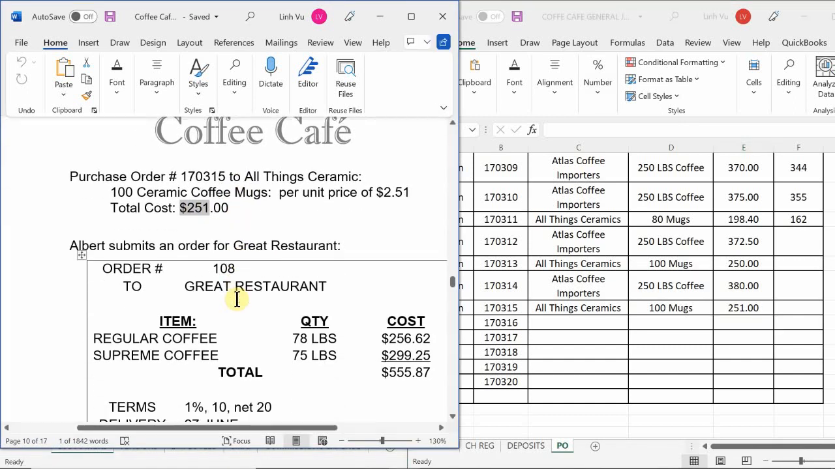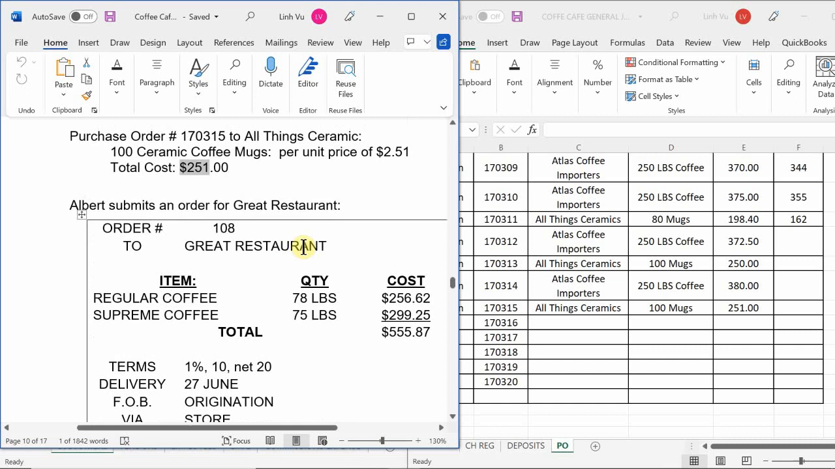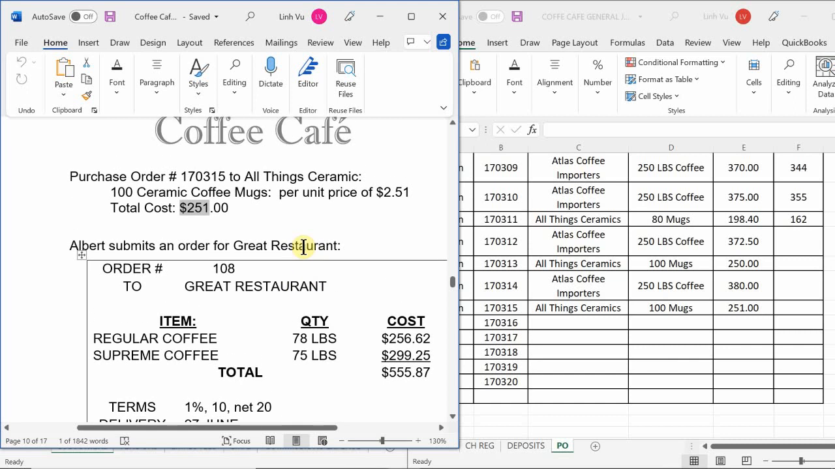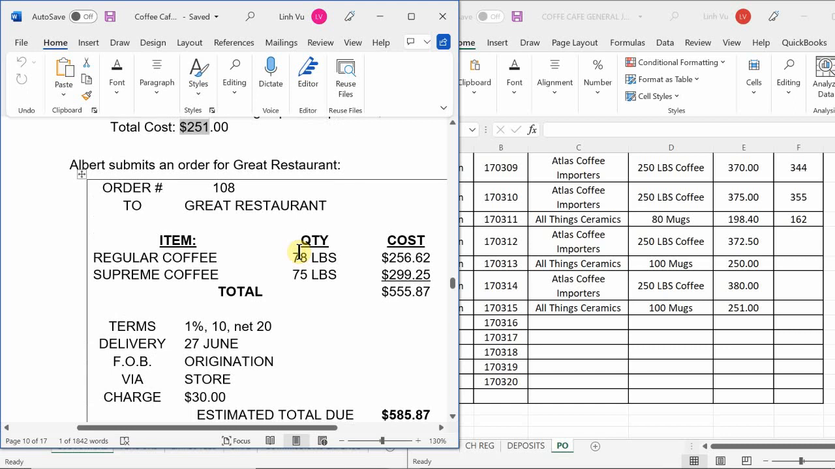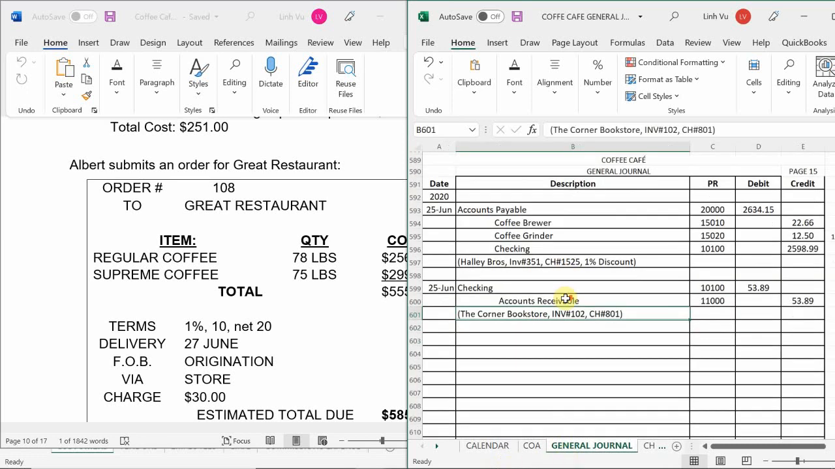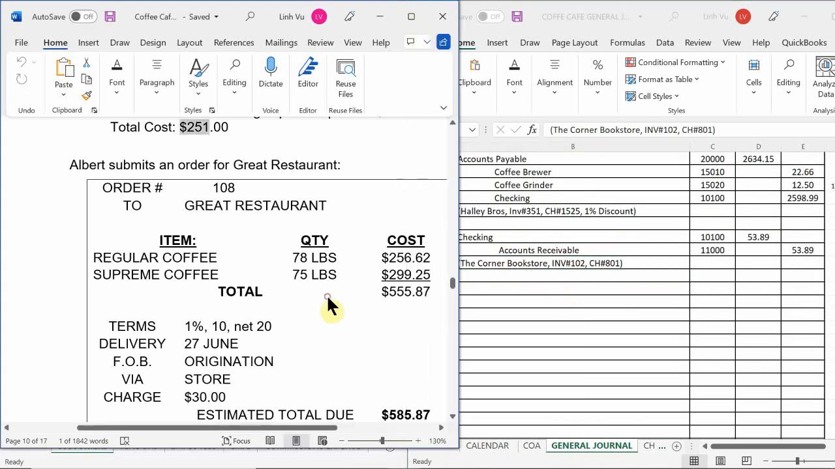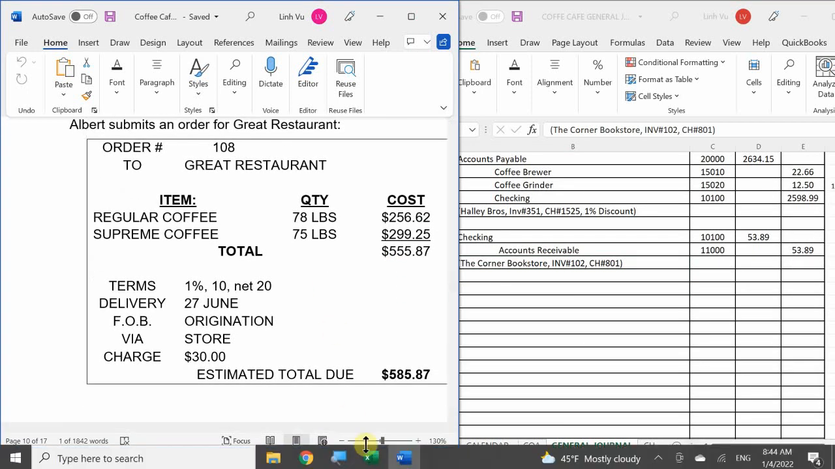So then now Albert submits another order for Great Restaurant, this time for sales order number 108. This is what Great Restaurant wants. So what do we do with this? We go to commissions. Good, right? For $585.87.